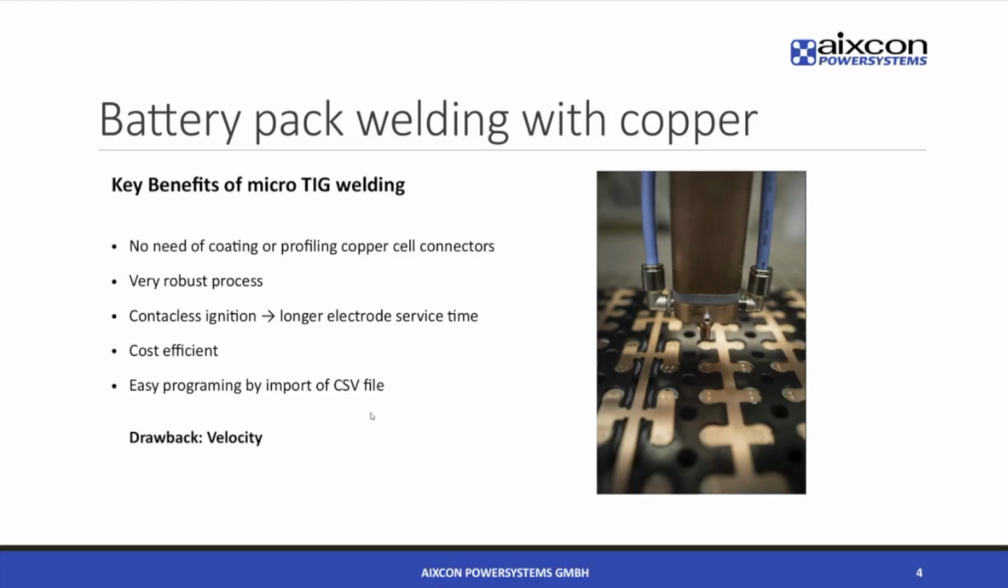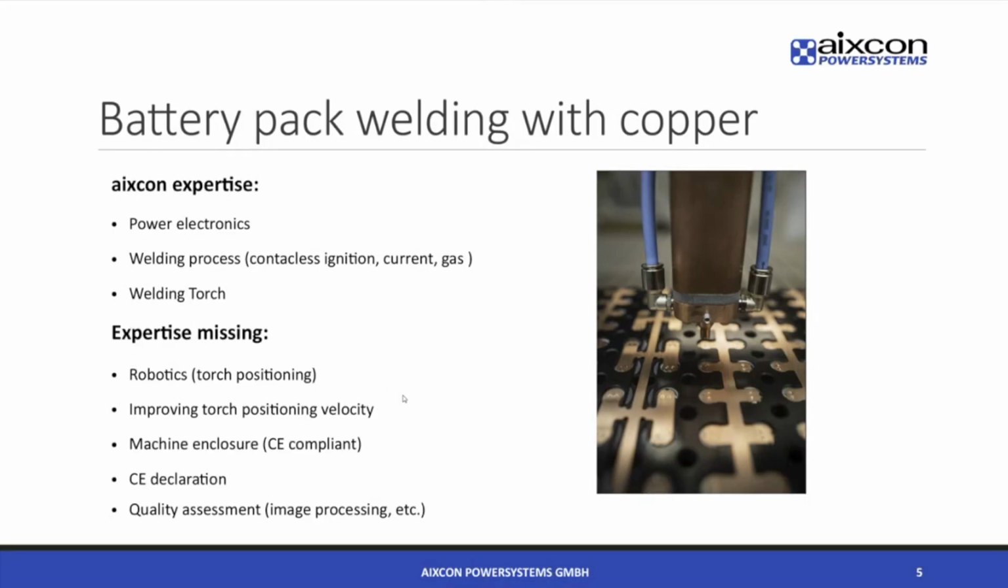The only drawback of our process was always the velocity. That was something our potential customers always said: you are too slow. Our expertise is actually the power electronics and the welding process itself, like contactless ignition, the current regulation, the gas, and the welding torch. The expertise that we were missing was mainly the robotics. So we wanted to improve the torch positioning velocity.